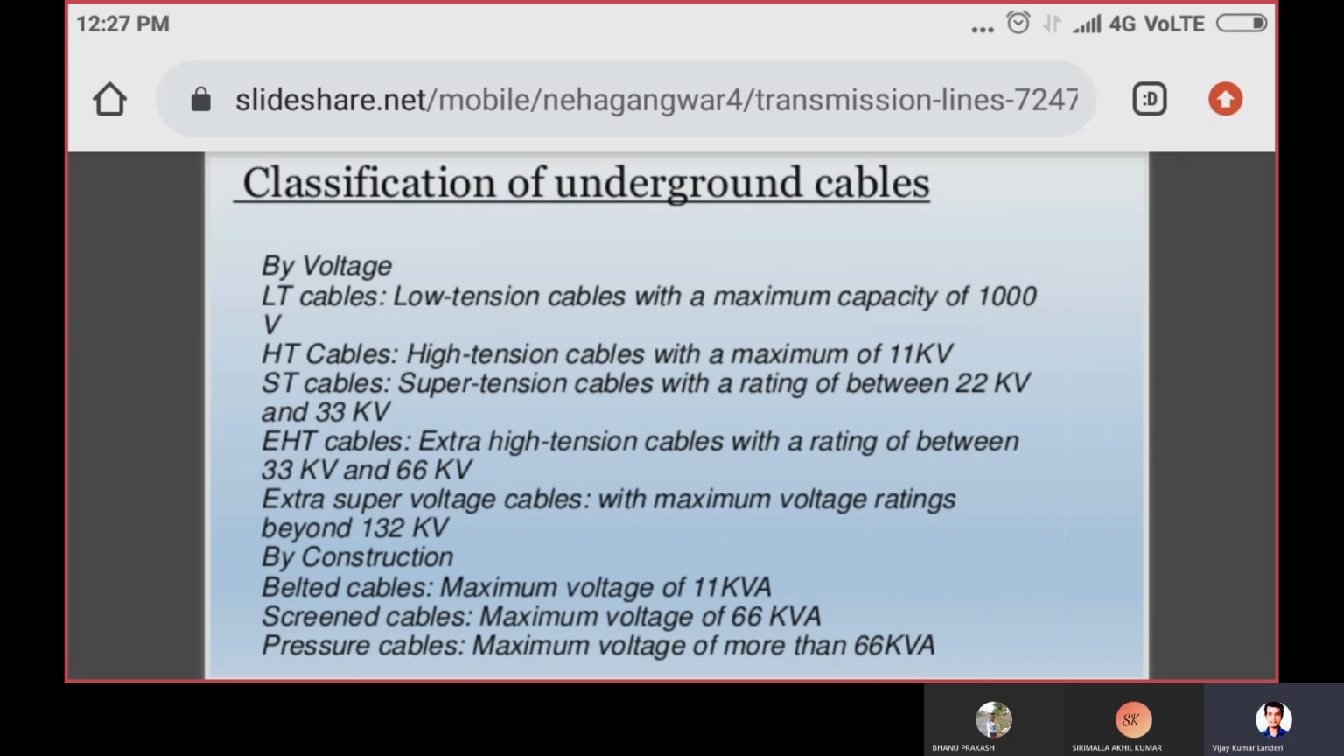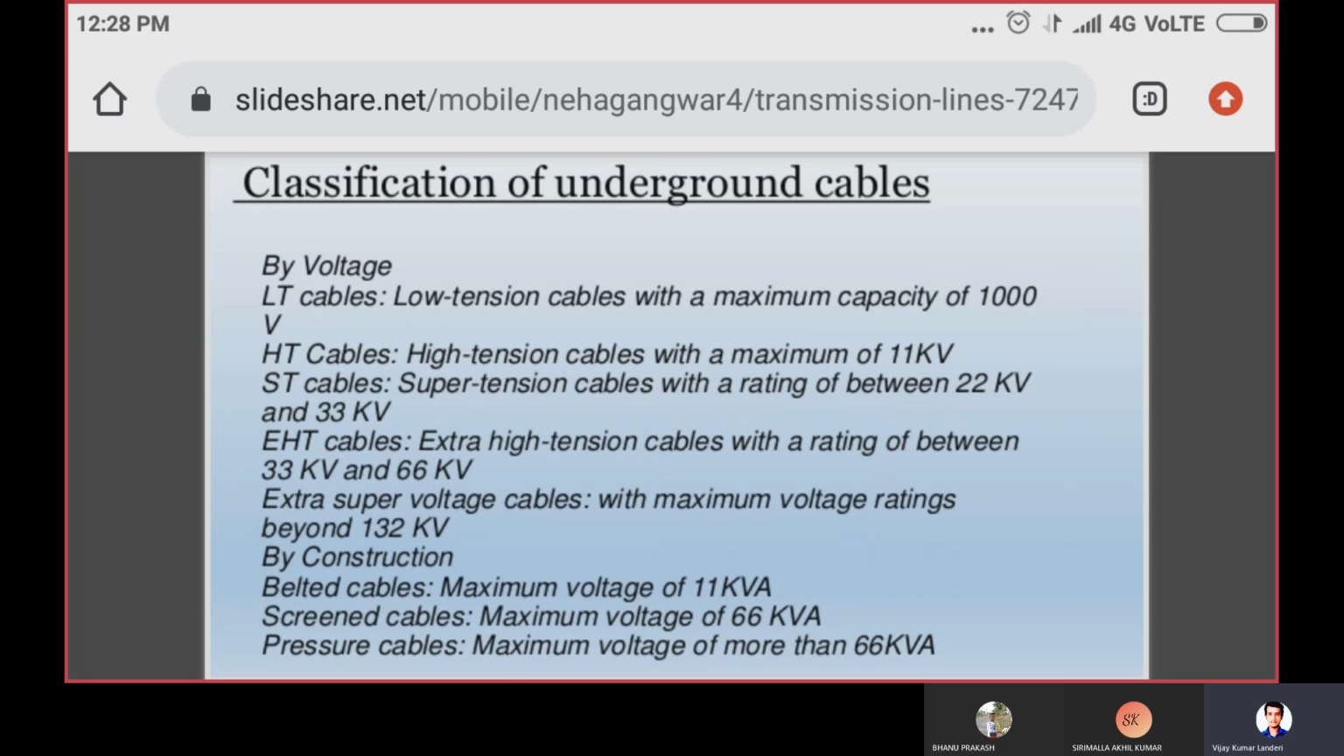Now how are we classifying the underground cables? By voltage, we classify as LT cables, HT cables, ST cables, and similarly EHT cables and extra super voltage cables. This is the classification of the underground cables, each with a maximum capacity. Low tension cables: maximum capacity is 1000 volts. High tension cables: maximum is 11 kV. Super tension cables: rating is between 22 and 33 kV. Extra high tension: a range of 33 to 66 kV. And extra super voltage: beyond 132 kV.